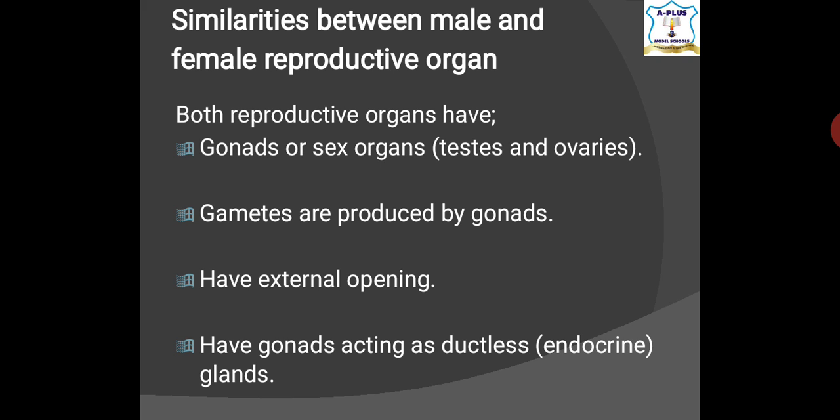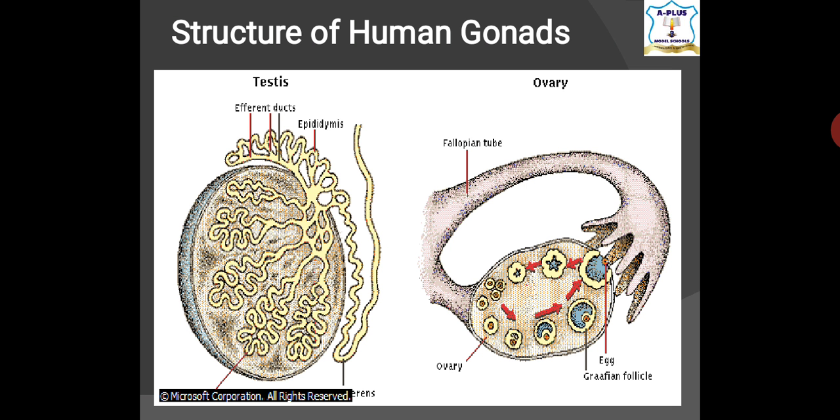Now let's talk about the similarity. We're talking about the big difference between male and female reproductive organ. Let's talk about the similarities. Both reproductive organs have the following: gonad or sex organs. And this is what we just saw now. This is for the male and this is for the female. This is the sex organ for the male. This is the sex organ for the female.